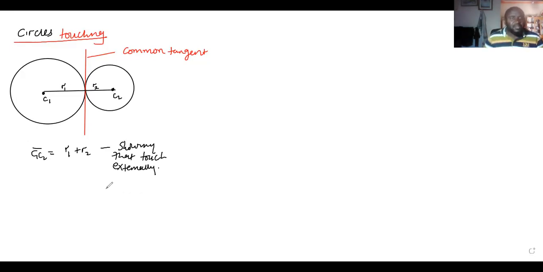Now, the second method: because they have a common tangent, we can show that they have a common tangent and even find the point of contact using that very tangent.